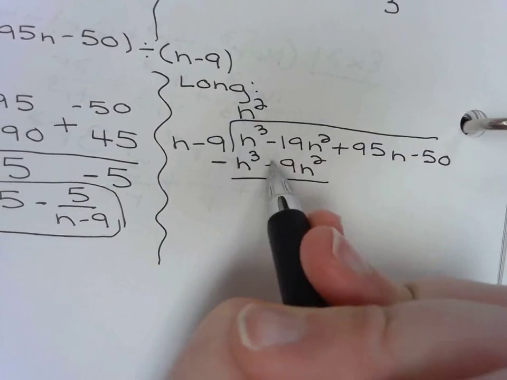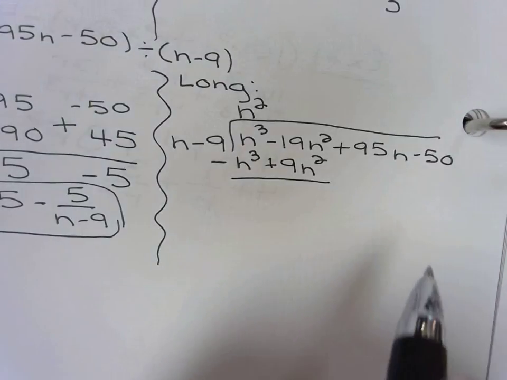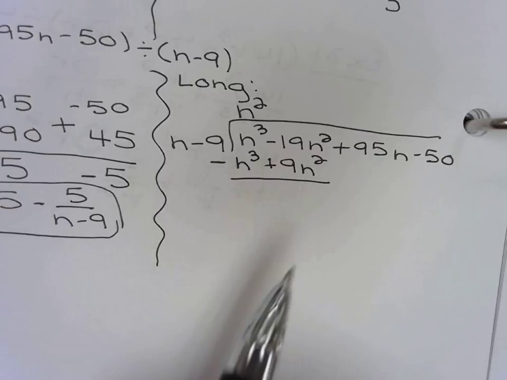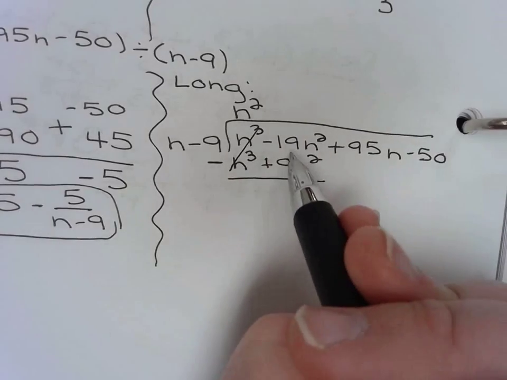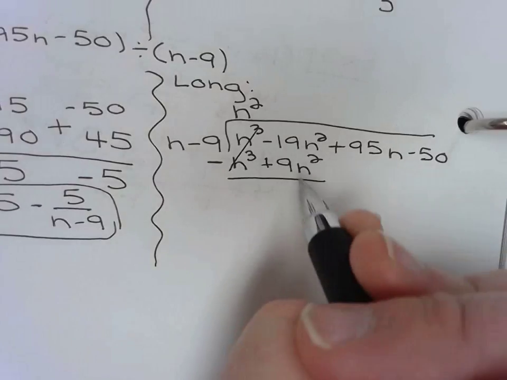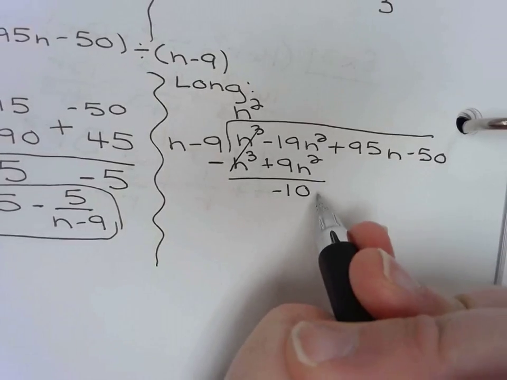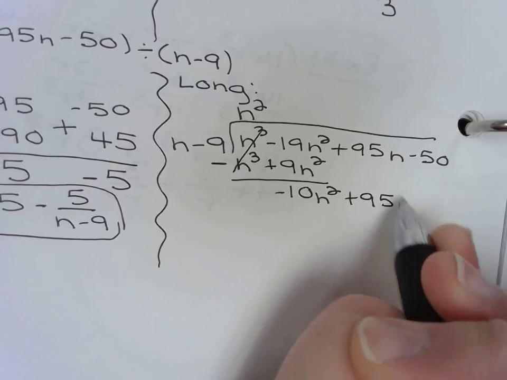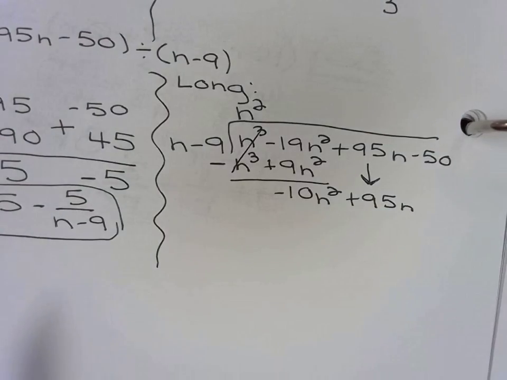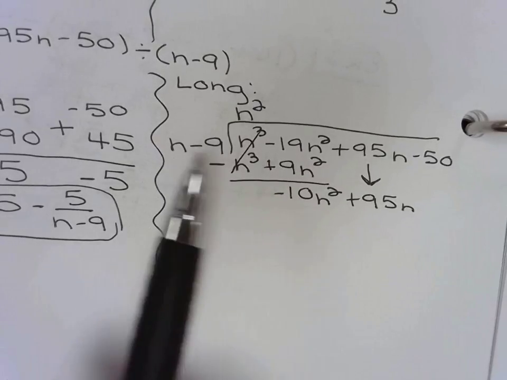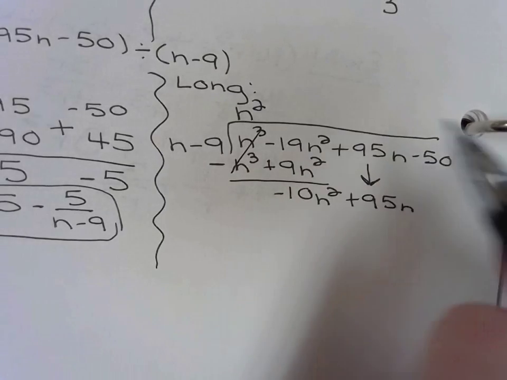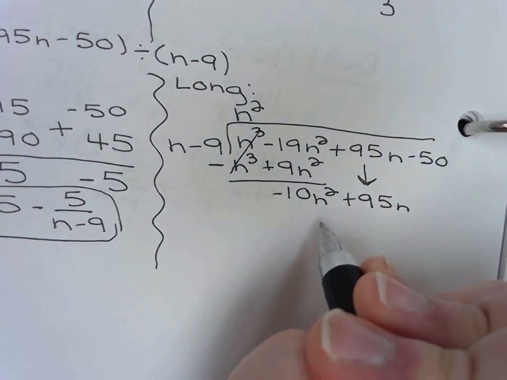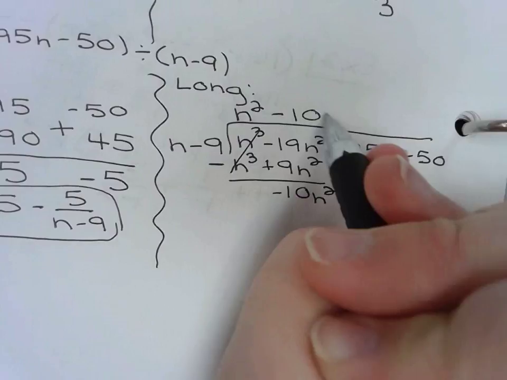Okay, let's go ahead and subtract, which means you just change the sign. Your first thing should always cancel. N cubed minus n cubed is gone. What's negative 19n squared plus 9n squared? Negative 10n squared. Bring down the 95n. And then you do the same process. What times n gives you negative 10n squared? Negative 10n.